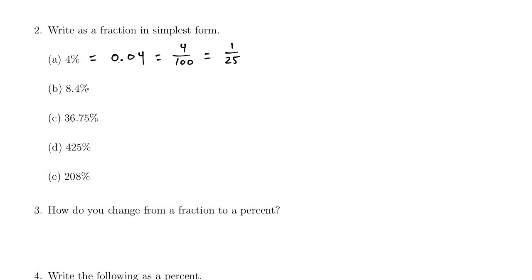Okay, let's see, part B, we got 8.4%. So we change this to a decimal, this would be 0.084. Okay. And then we want to change the decimal to a fraction, so this would be 84 over 1,000. And when we reduce, we get 21 over 250.